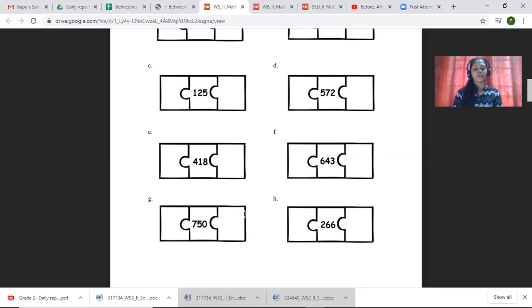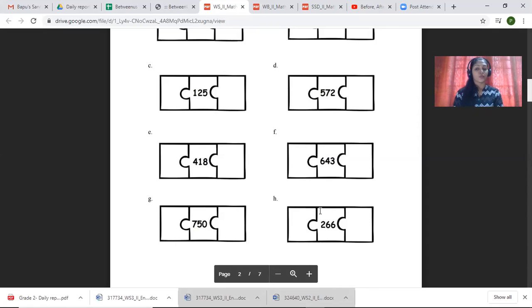749. All right, and what is the next number? What is after 750? 751, right? Okay, so now coming to the last one, the number we have there is 266.